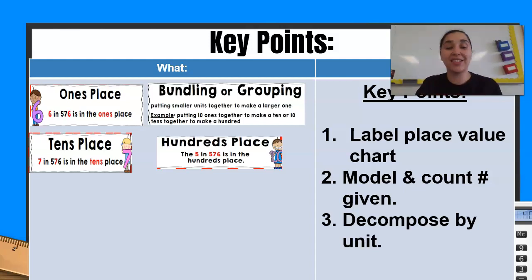You have 10 seconds to open book number 2. 10, 9, 8, 7, 6, 5, 4, 3, 2, 1. 10 seconds to open on page 204. 10, 9, 8, 7, 6, 5, 4, 3, 2, 1, and 0. So it's your turn to write the key points.